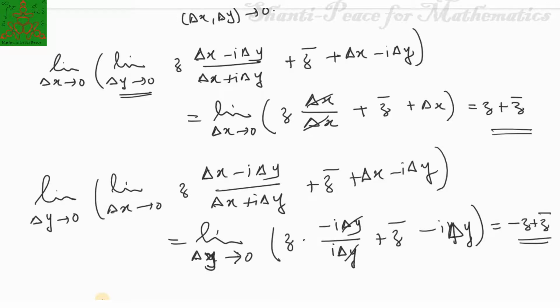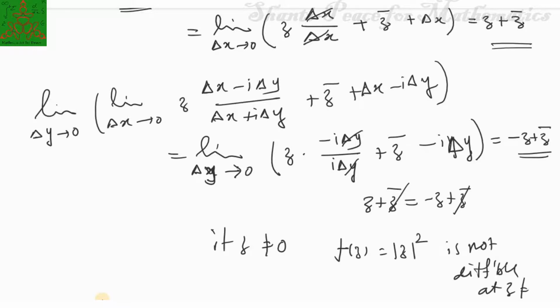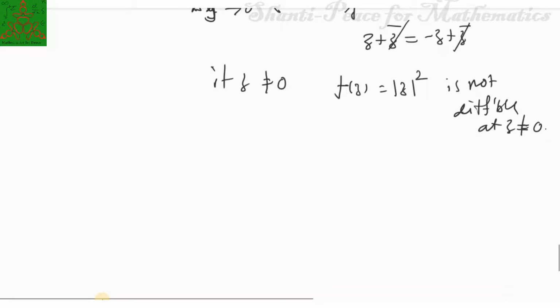to 0. So that's why, because z plus z bar is equal to minus z plus z bar, this will get cancelled out. If z is 0, then and only then this is the same. So if z is non-zero, then these repeated limits are not equal. If the repeated limits are not equal, we can say that f of z equal to mod z square is not differentiable at z not equal to 0. Otherwise it is differentiable, that means at the point z equal to 0 it is differentiable. So that completes the proof of this example.